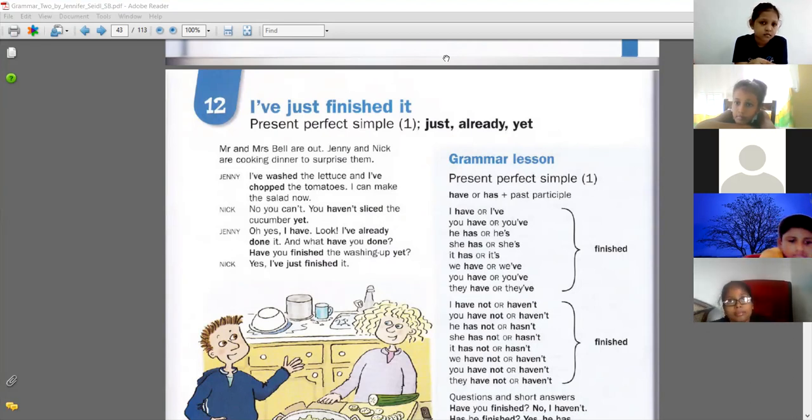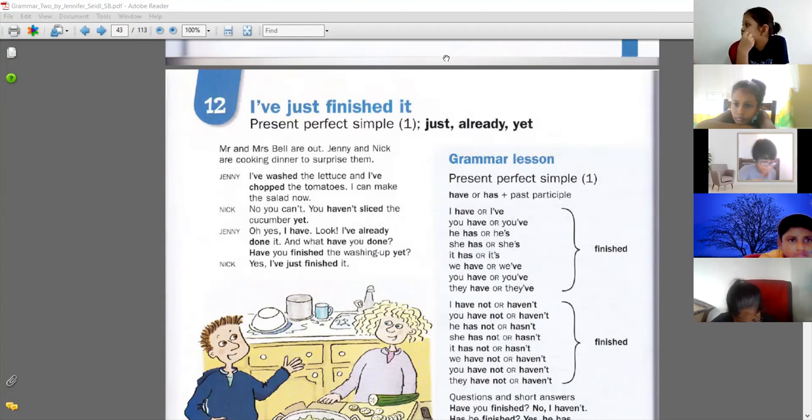Next one, Vinodi, your sentence is: I have just finished it. Subject is I. Good. Has, have. Past participle word finish. Object it. Past participle is finished and object is it. Good. Okay, next one. Who haven't given the answers?